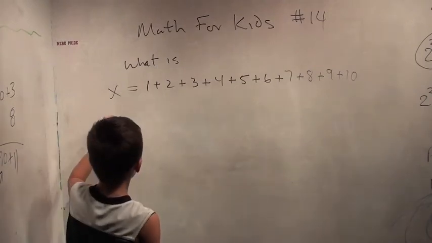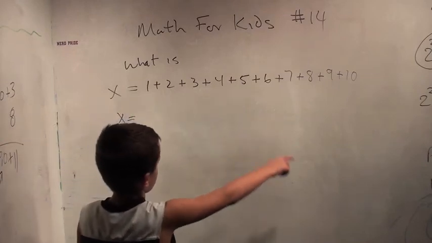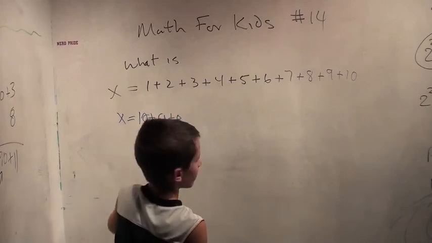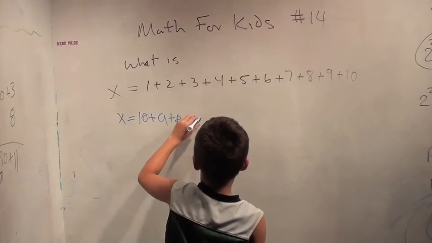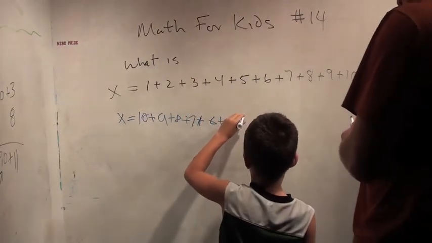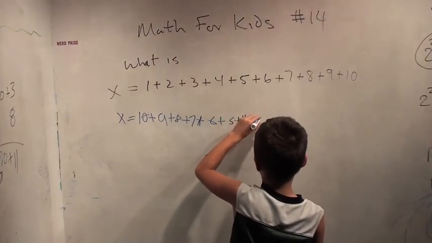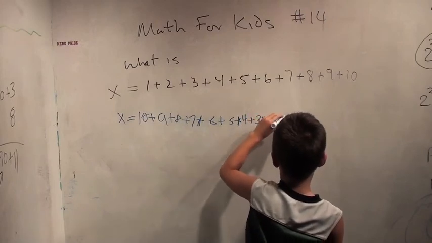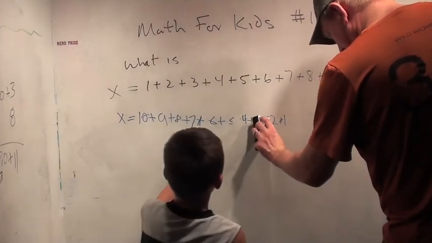So what else does x equal? x also equals 10 plus 9 plus 8 plus 7 plus 6 plus 5 plus 4 plus 3 plus 2 plus 1. Okay, write it all out. See if you can write them underneath. We've been doing a lot of times. I know. Here, make those pluses.